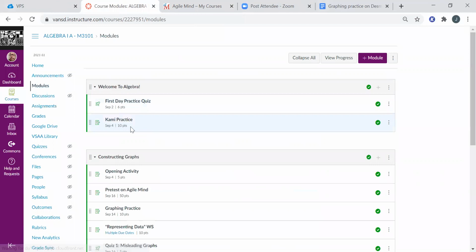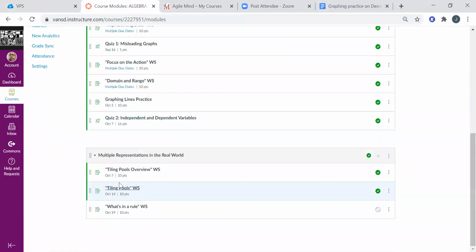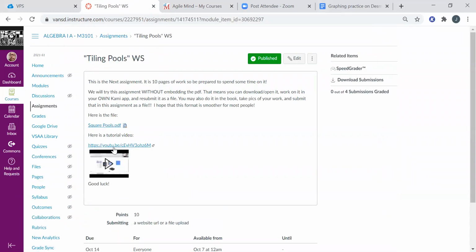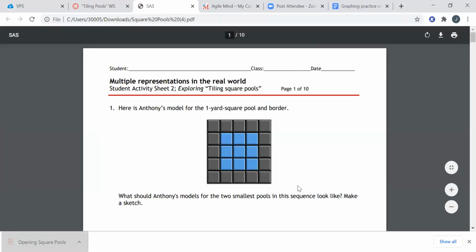Modules, here's our assignment. It is called Tiling Pools Worksheet. There's a video. I'm kind of replacing that right now because I was not explicit, and I want to make sure I'm explicit. So I can open it, and remember, we're going to open things in Kami.